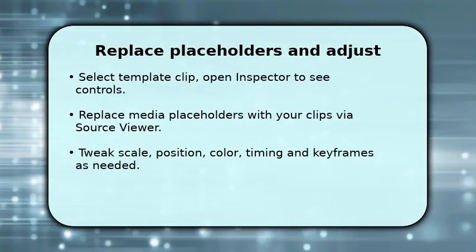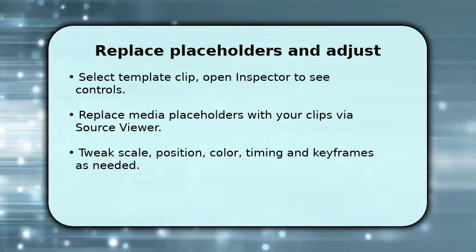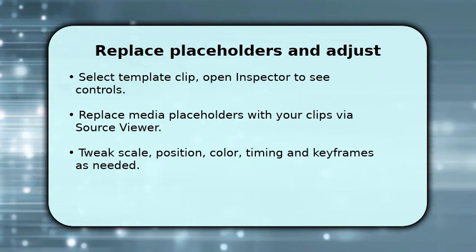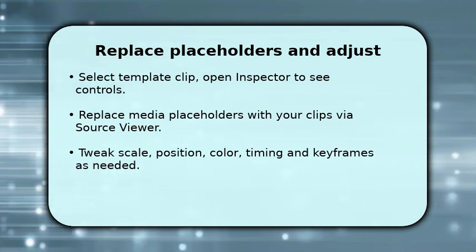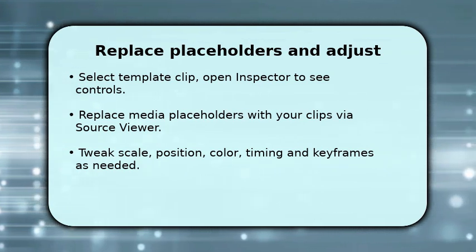Now you replace placeholders with your own media. Select the template clip and use the Inspector to swap sources quickly. You'll want to adjust scale and position so your footage fits masks and motion tracks. Use the transform controls and enable dynamic zoom or keyframe timing where the template animates.